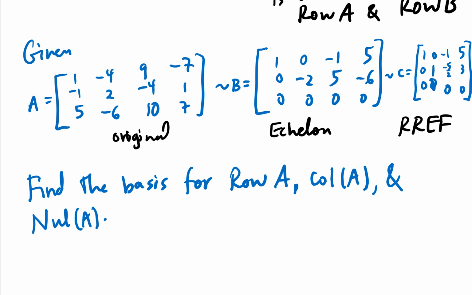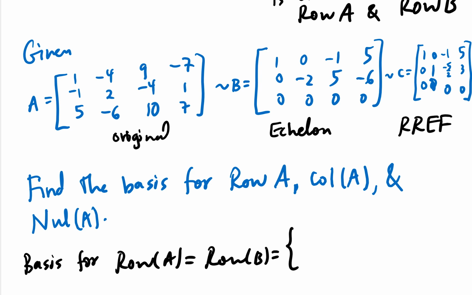So to find the basis, first we find the basis for the row space of A. Remember, the basis for the row space of A is the same as the basis for the row space of B, which is basically the non-zero rows of B. That's the first one.